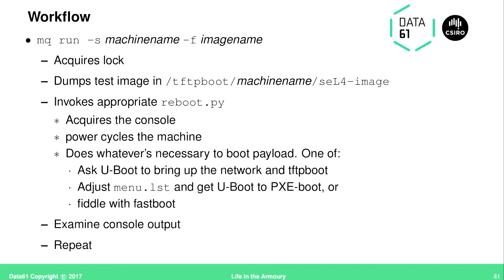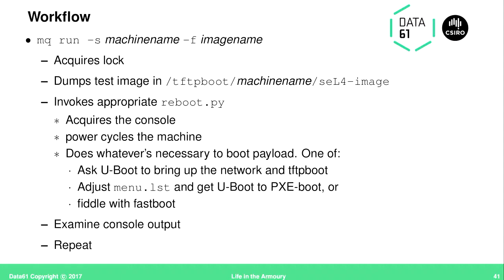So as a developer, your workflow might be MQ run dash S, that's the system, machine name. So we say MQ dash S say, a light 1 or something. Dash F, and then some image name that you just built. And this is what MQ does. First, it gets the lock. If it can't get the lock, it'll eventually time out. It tries over and over again.